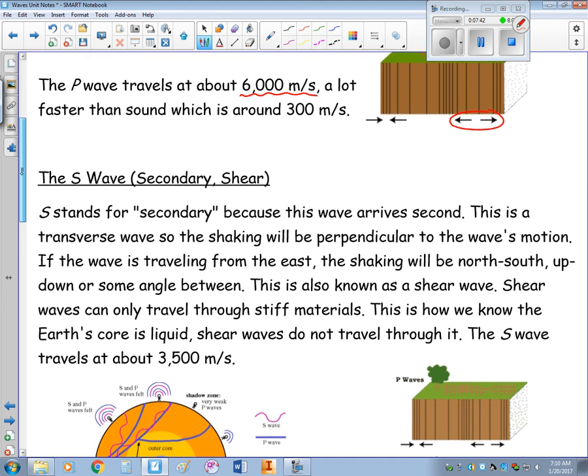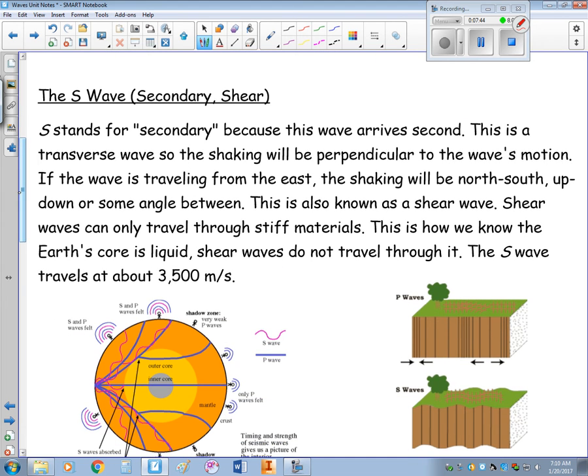The S wave, or the secondary, is called a shear wave. And this is the wave that arrives second. This is a transverse wave, so its shaking is up and down.